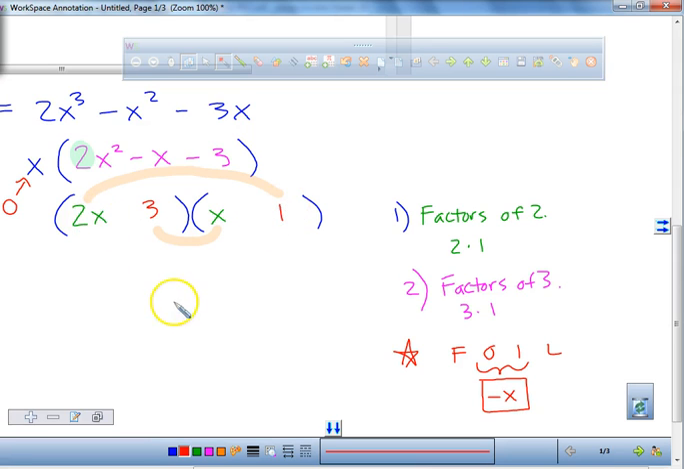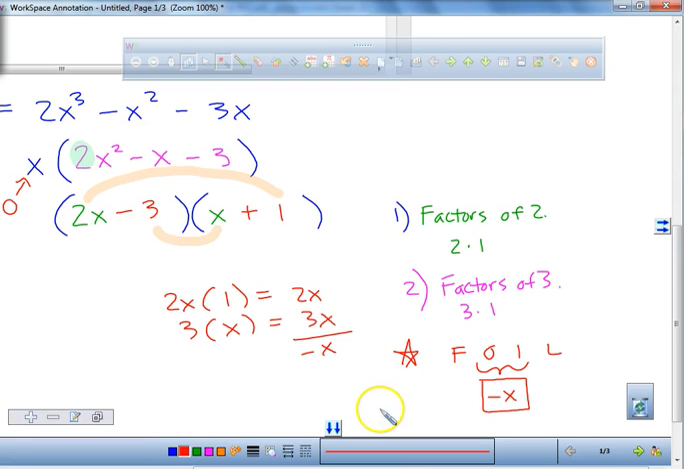Okay? What's 2x times 1? 2x. And what is 3 times x? Ooh. And what do we want it to be? We want it to be a negative x. So, what number needs to be negative? What number needs to be positive? So we say 3 is negative, 1's positive, and guess what we just did?